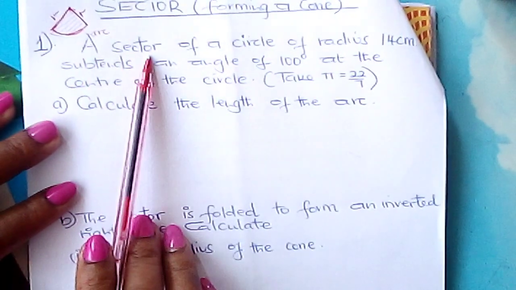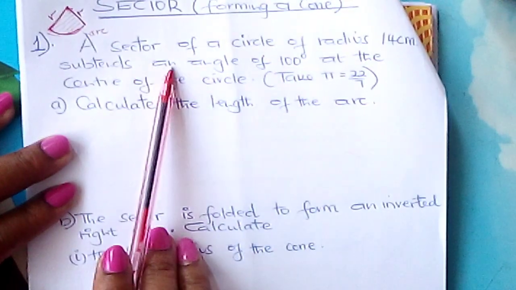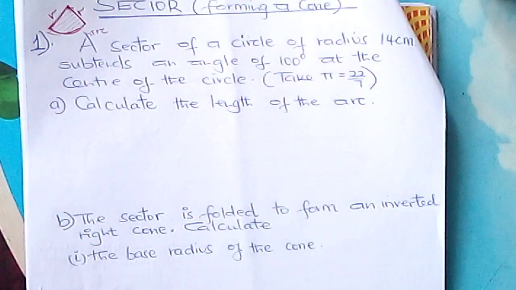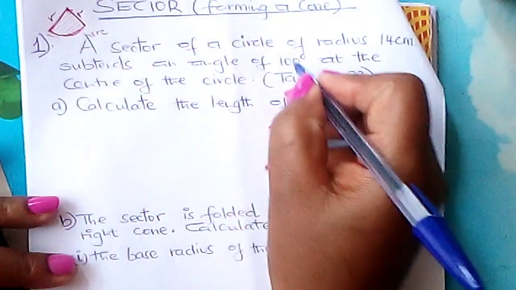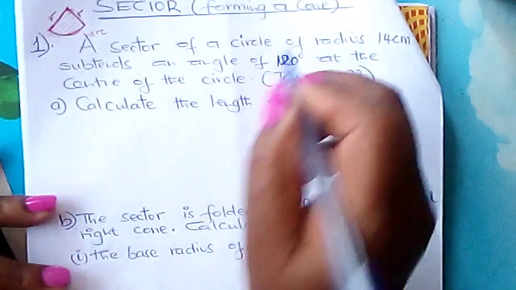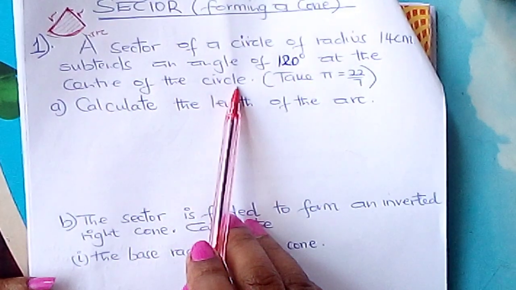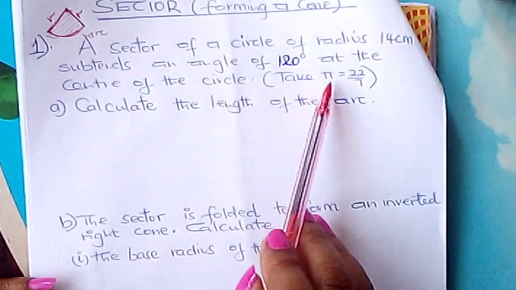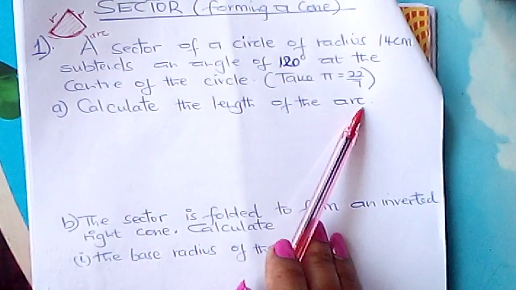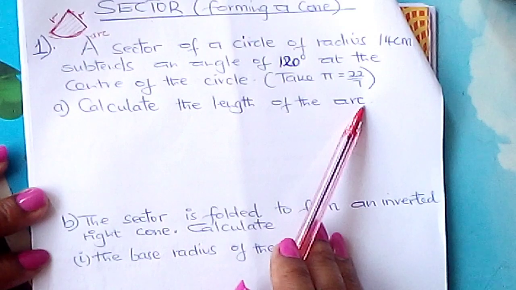A sector of a circle of radius 14 centimeters subtends an angle of 120 degrees at the center of the circle. Taking pi as 22/7, A, calculate the length of the arc. Calculate the length of the arc of this sector.